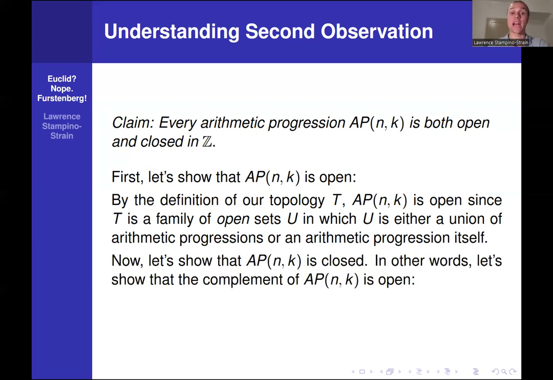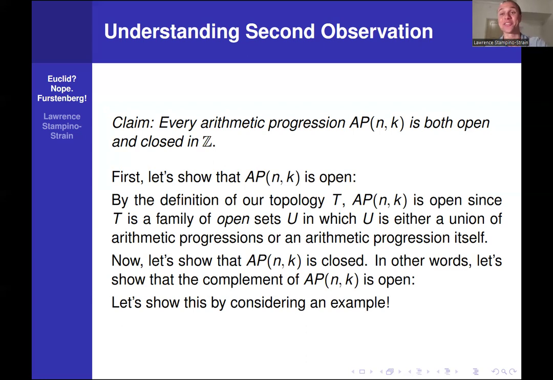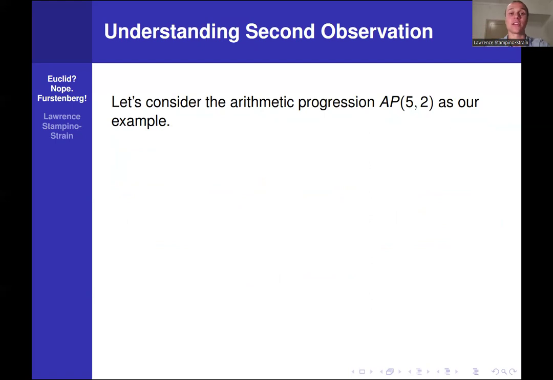Now, we want to show that AP_{n,k} is closed. Given our definition of closedness, in other words, we want to show that the complement of AP_{n,k} is open, right? So let's do this again by considering an example, to make our lives a little bit easier and make this a little bit more digestible. Let's consider the arithmetic progression AP_{5,2} as our example, something we've mentioned previously.